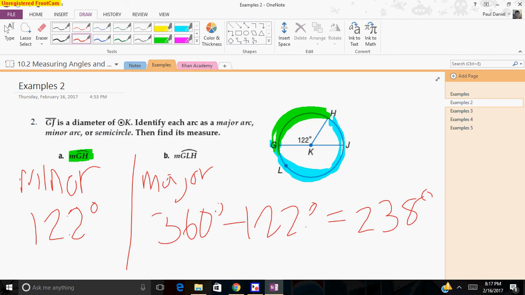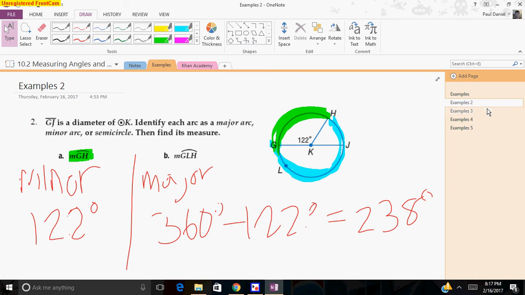Alright, so hopefully that feels pretty good. By the way, if you're wondering about some that were semicircles, you could have either talked about the arc GHJ, that is a semicircle, or if you want to do the other half, you could say GLJ.